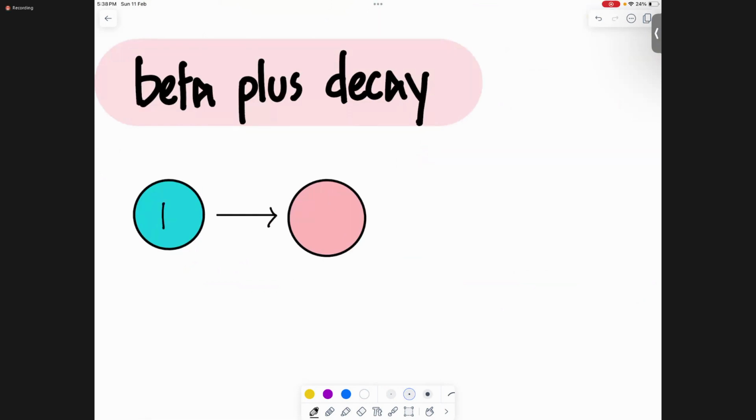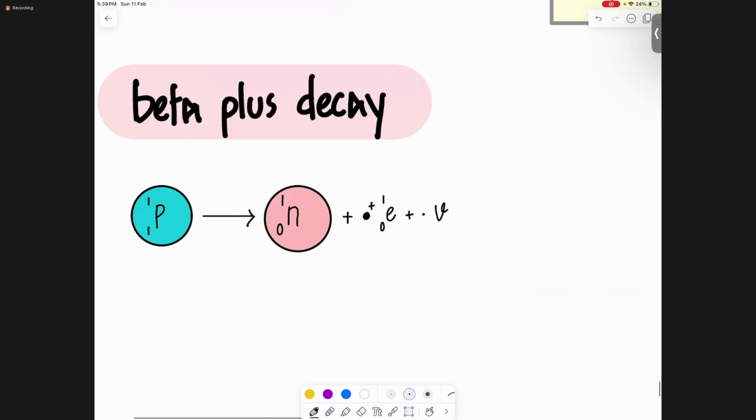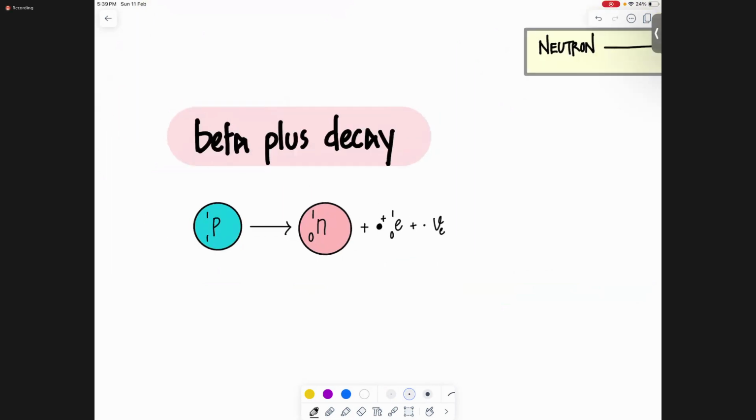So that's a proton, 1 and 1, a neutron, 1 and 0, plus it produces this particle here, which is an electron, but it's positively charged. So this is e, 1 and 0, plus another small particle, which is an electron neutrino.